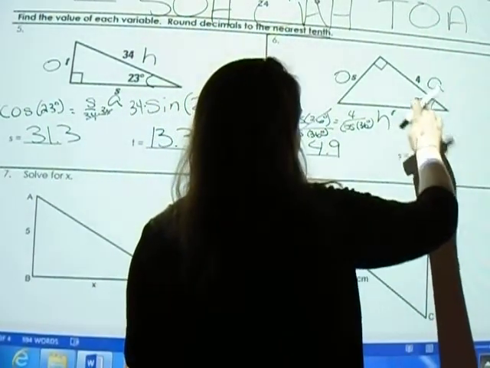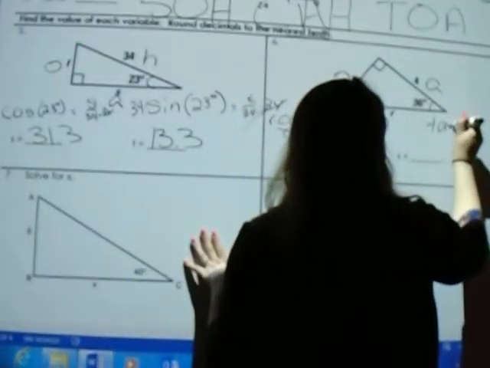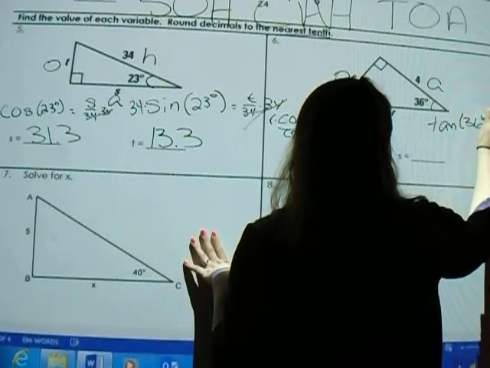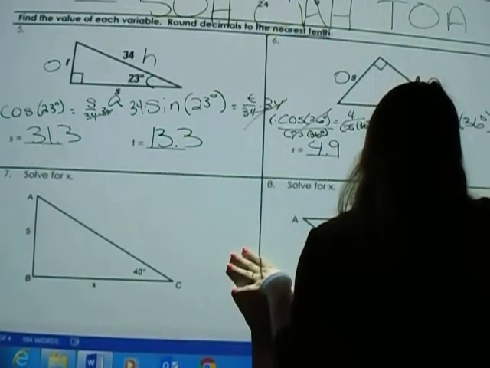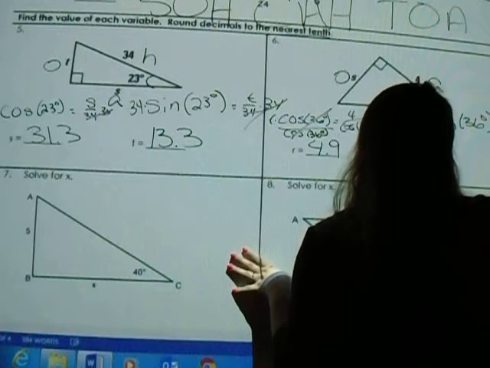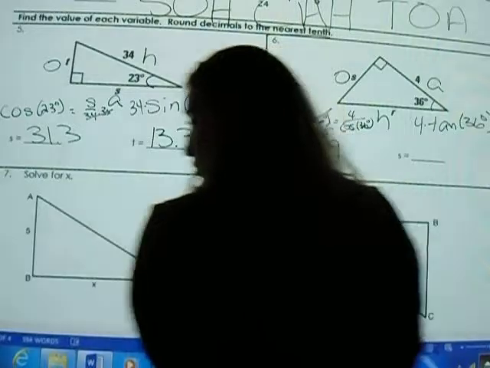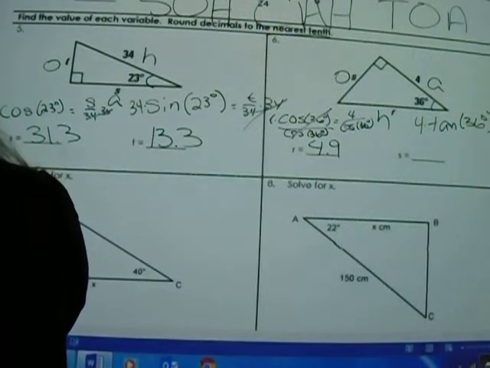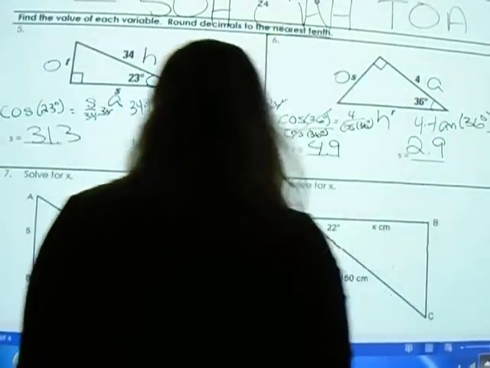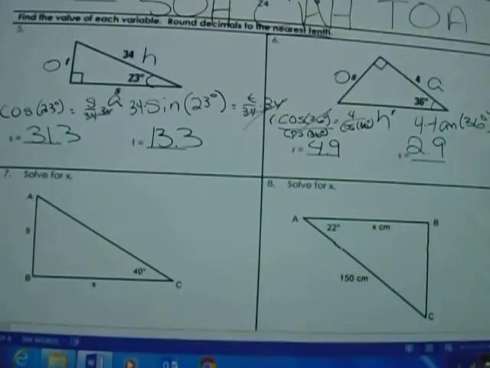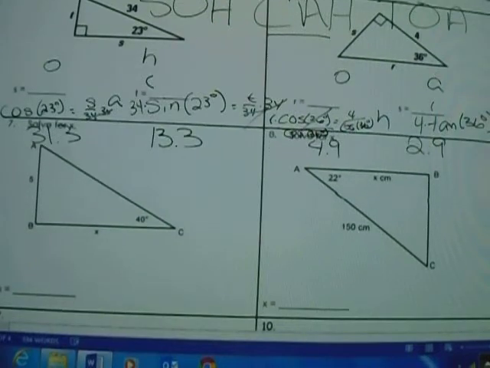So this is opposite adjacent, so that's tangent. So the tangent of 36 degrees equals S over 4. Multiply both sides by 4. And we end up with 2.9. Okay? I'm just going to clean up a little bit here.